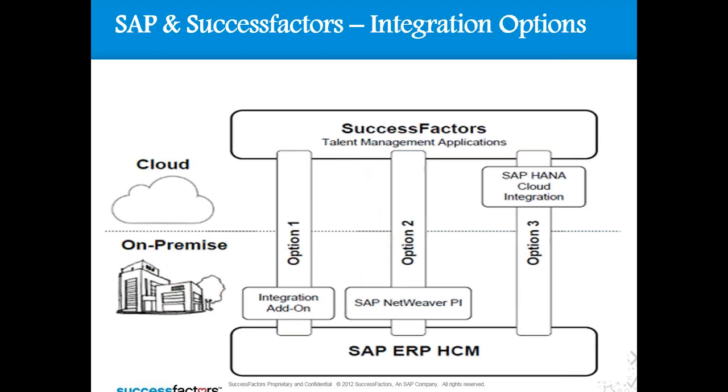Now let us understand the integration options provided by SAP. SAP basically provides three integration options: the integration add-on, SAP NetWeaver PI, and SAP HCI, which is nothing but HANA Cloud Integration. The first one, the integration add-on, works on the scenario which we are planning to work on. For example, a scenario can be employee data, compensation data, or recruitment data, anything.